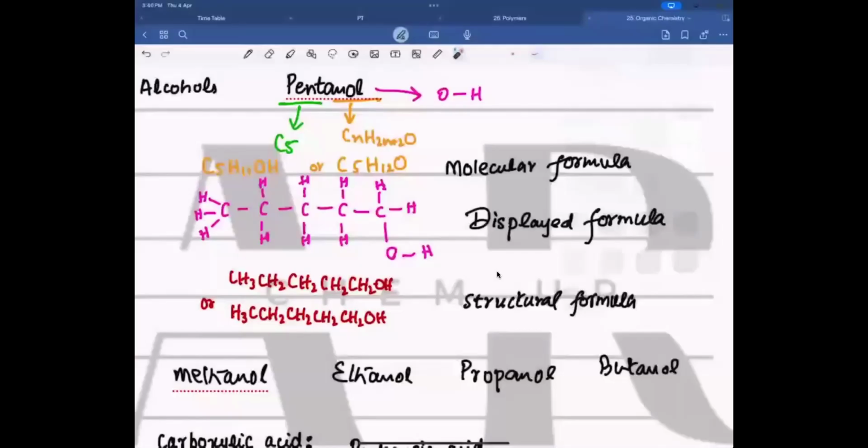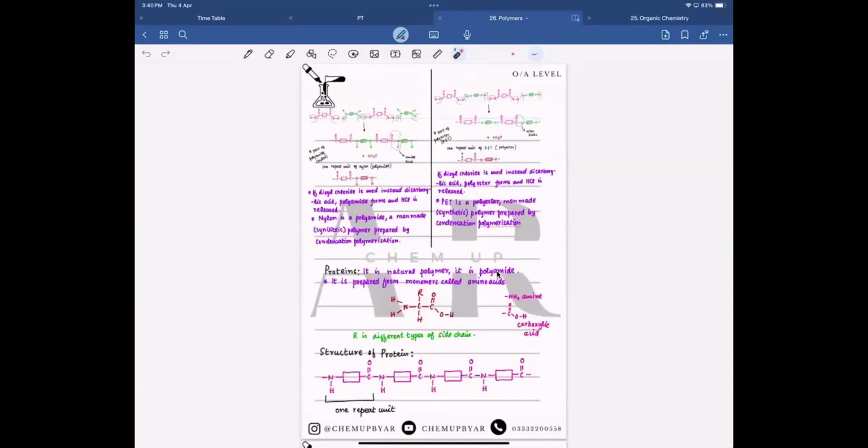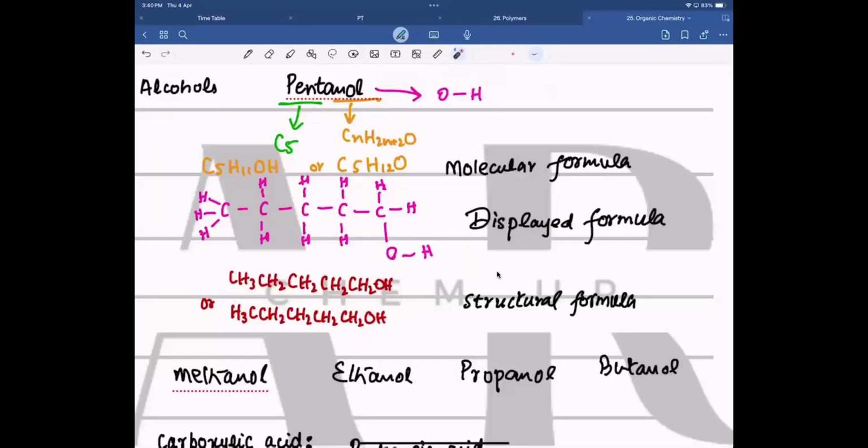Yes, Khatija, what's your question? Sir, in the structural formula of methanol, it comes out the same as its molecular formula? For methanol it can be the same, but for ethanol it can't. Yes, I was asking about methanol. Yeah, for methanol it would be the same.